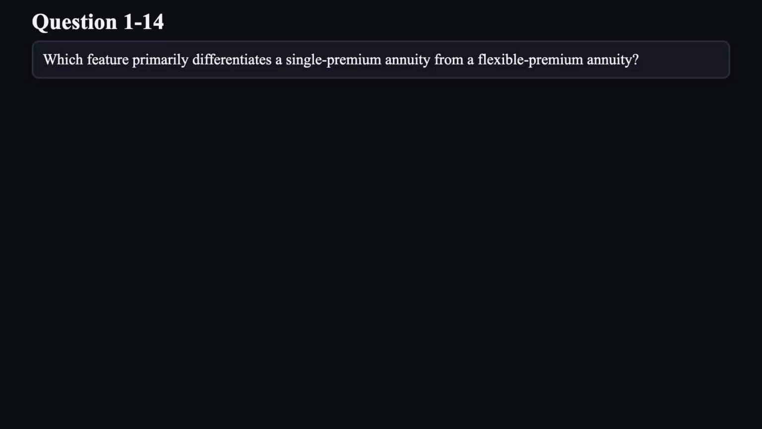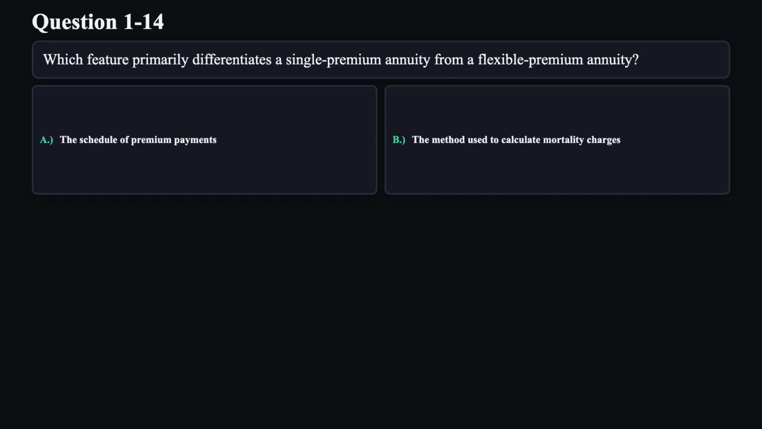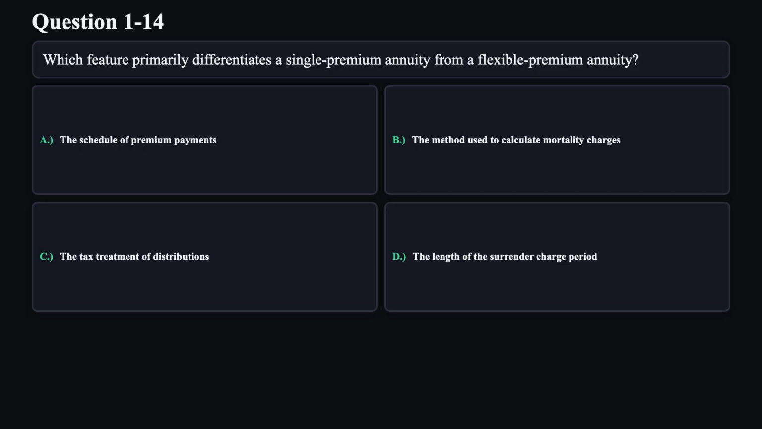Question 14. Which feature primarily differentiates a single premium annuity from a flexible premium annuity? A. The schedule of premium payments. B. The method used to calculate mortality charges. C. The tax treatment of distributions. D. The length of the surrender charge period.